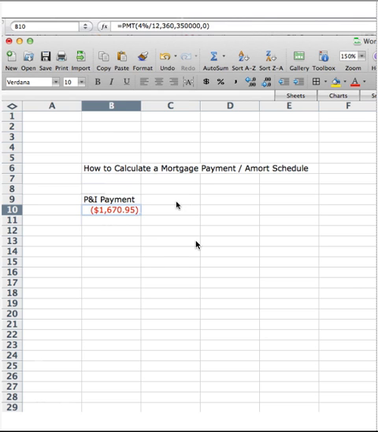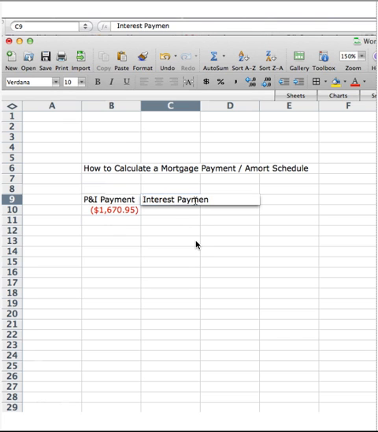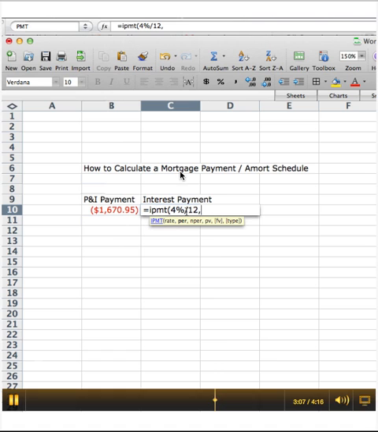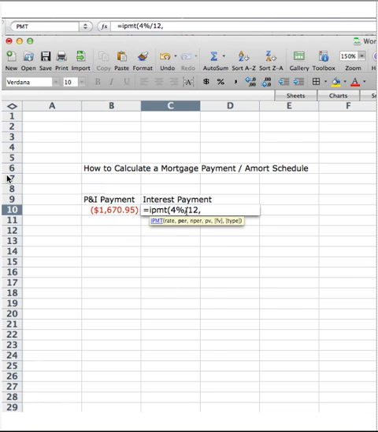Now, the other thing you might want to know, though, is how much of this payment is interest. Okay? And it's interesting. All you do is say equals IPMT, open parenthesis, and you put in the same information. So you can say 4% divided by 12. Now this is a little different. It's going to say which period. And what that has to do with is on an amortization schedule, as you probably know, you're going to pay more interest in period 1 than you're going to pay in period 230. So in this case, we're going to say in period 1, I want to know how much interest I'm going to pay. So I'm going to put 1 here.